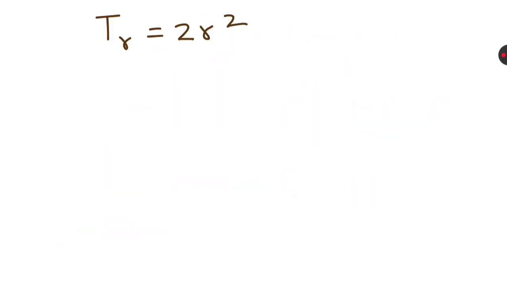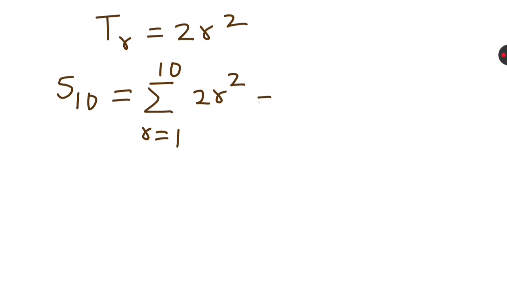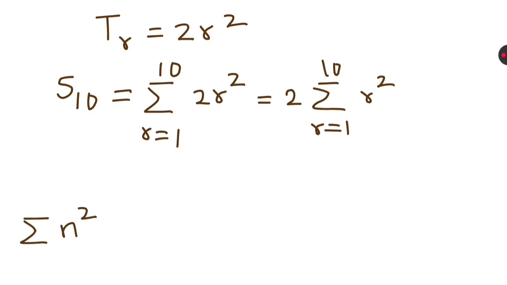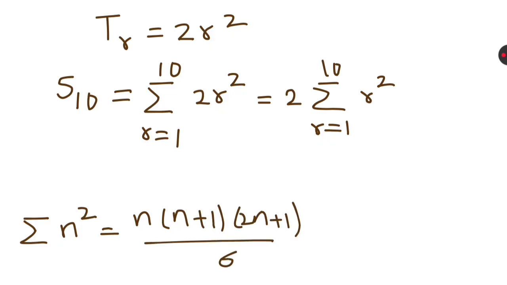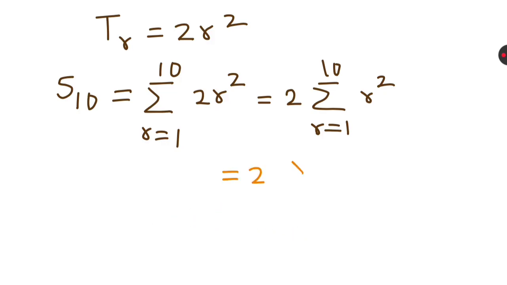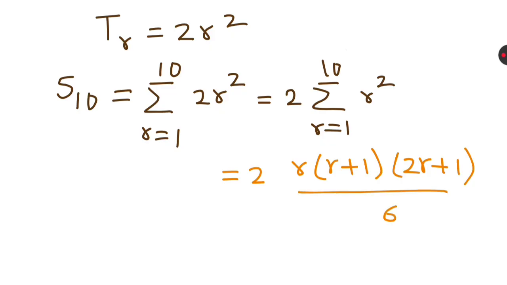And in the given question, the sum of the first 10 terms of this series is S10. So if you take the sum of the first 10 terms, that is going to be summation r equal to 1 to 10 of 2r squared. We can write this as 2 times summation r equal to 1 to 10 of r squared. What is the summation n squared formula? n into n plus 1 into 2n plus 1 over 6, isn't it? So we can write this as 2 times r into r plus 1 into 2r plus 1 over 6. Here the r value is up to 10, so you have to take 10 as r.